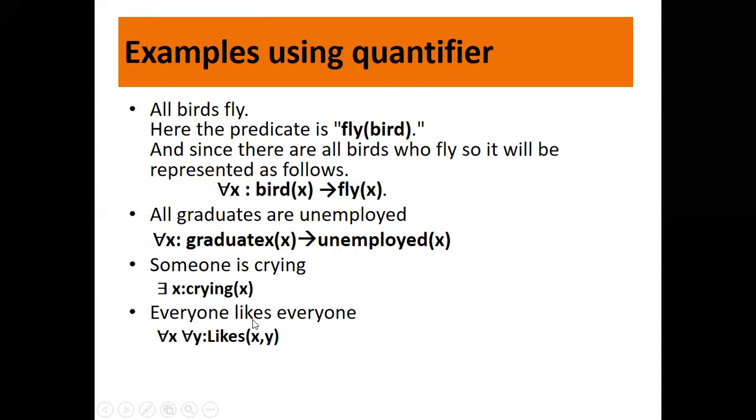Now here, everyone likes everyone. This is my universal quantifier for everyone, and this is another universal quantifier for the other everyone. Everyone x, everyone y. So what is the predicate here? Likes. x likes y. Like everyone likes everyone. I hope it is a bit clear.